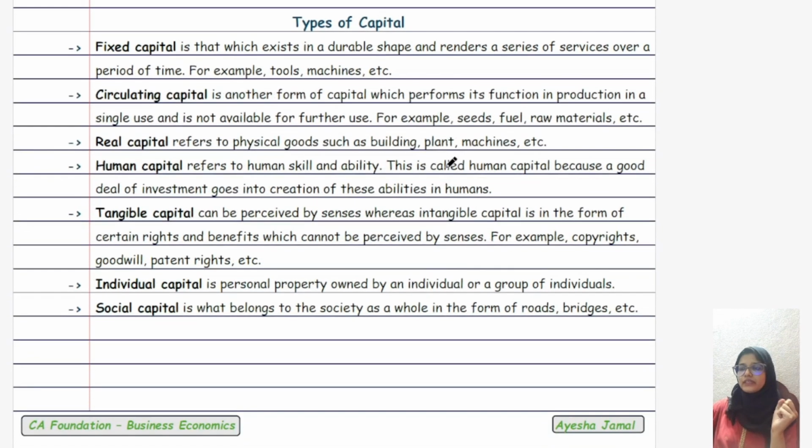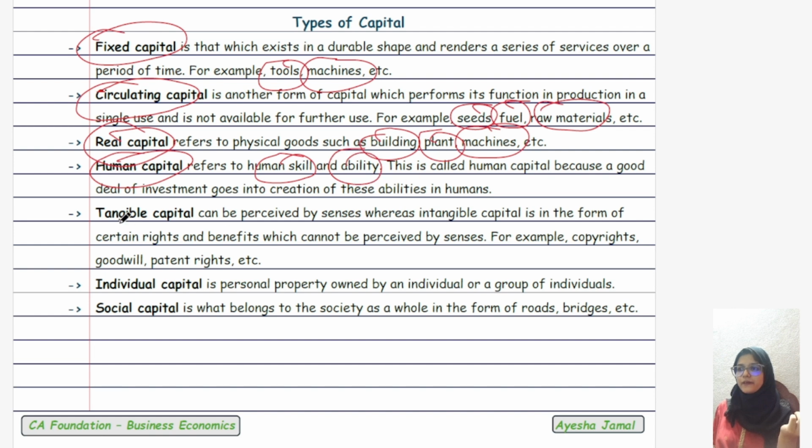Now we're seeing types of capital. We have fixed capital, like tools and machines. Circulating capital: what is meant by circulating? Like seeds, fuel, raw materials, because you need these time to time, every week, as per your schedule and how much output you're going to produce. Real capital, like buildings, physical goods, plants, machines. Human capital is nothing but the laborers, the employees, like human skill and ability.